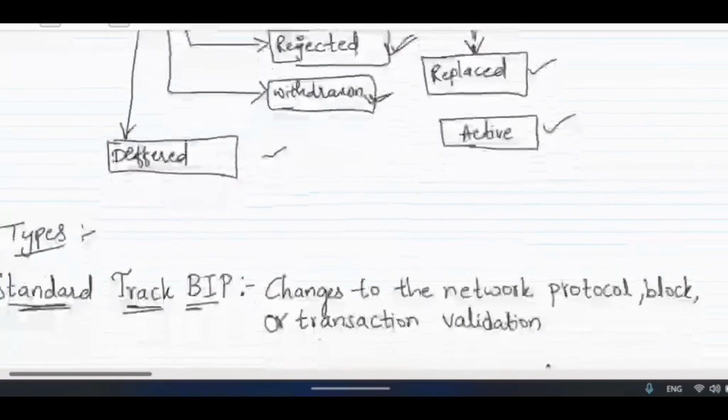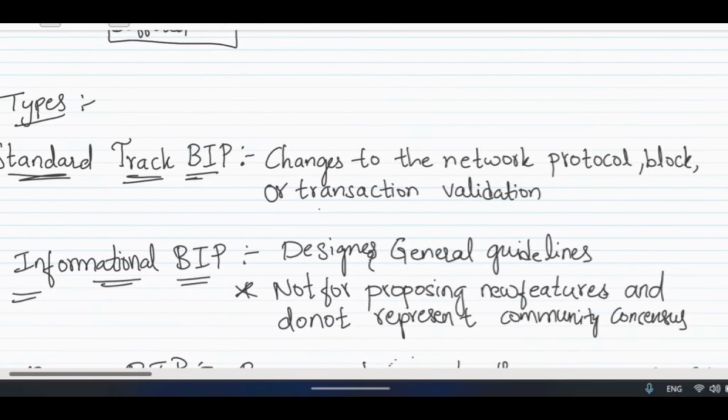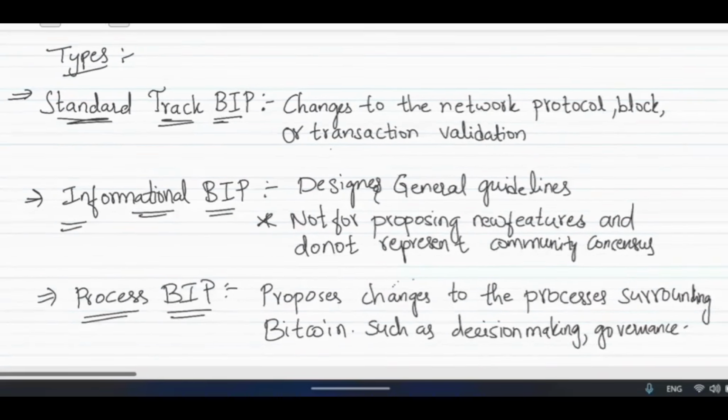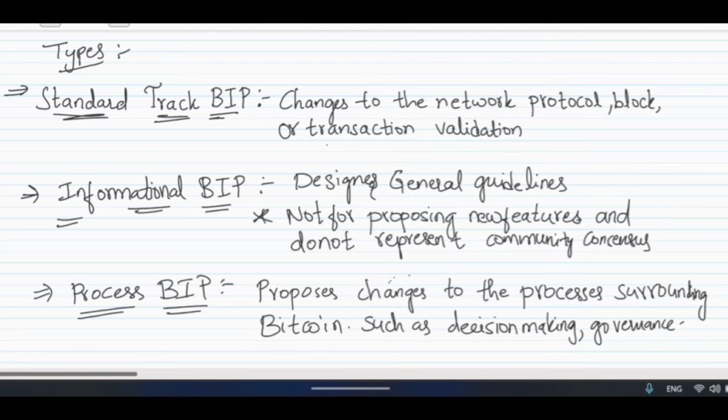And coming to the types, we have three types: standard, informational, and process. Coming to standard track BIP, it means any changes related to the network, protocols, blocks, or transactions in the blockchain will be made by standard track BIP.